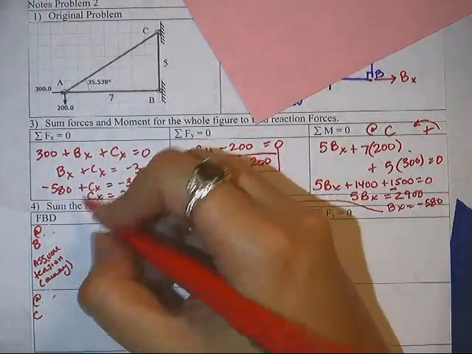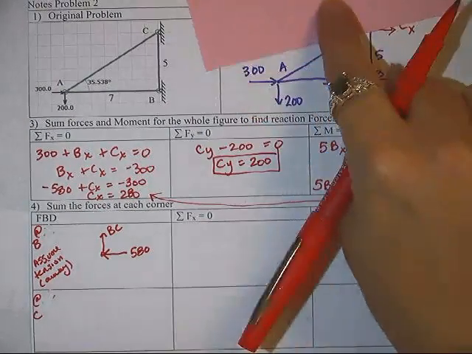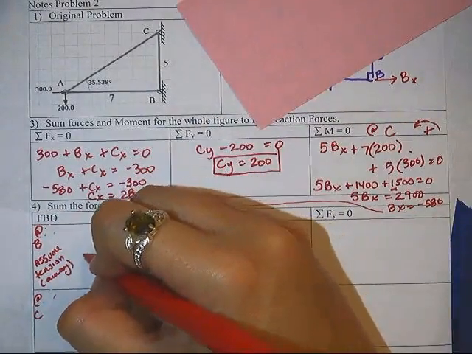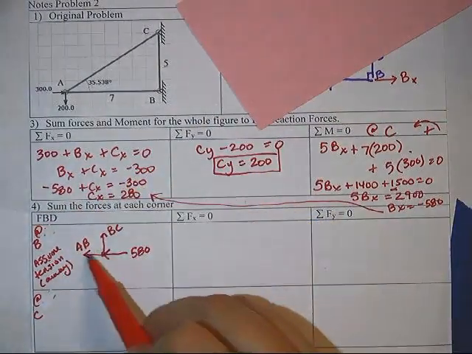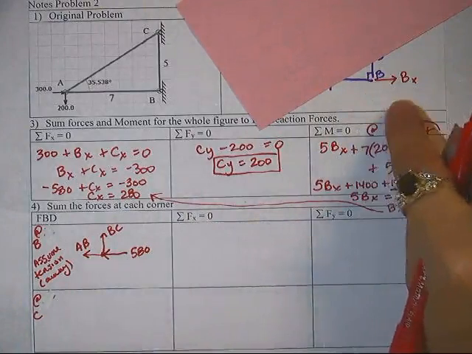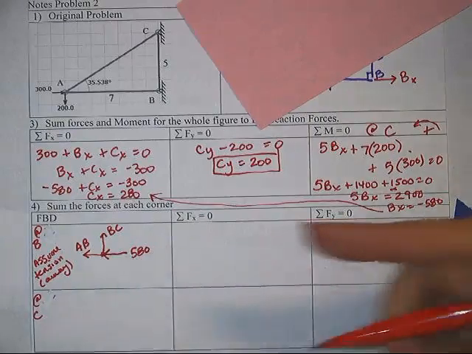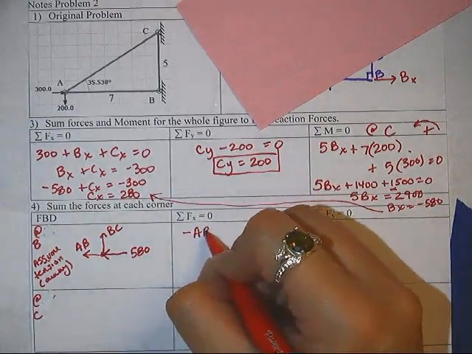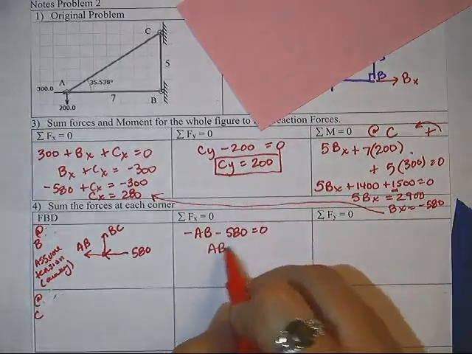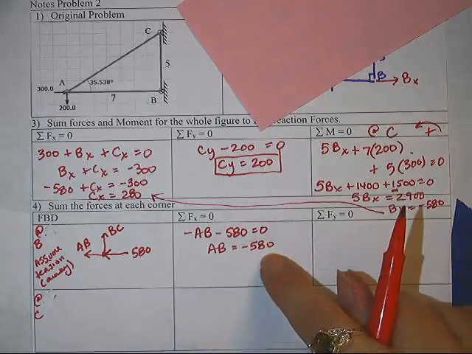So this is BC. And then this point B can also feel this force right here, which happens to be AB. It's going away from the point, so we assume tension. So now that's all that this point at the corner can feel. So I'm going to do my sum of the forces in the x direction. I have AB and 580 both going negative direction, so they're both going to be negative. Solve the algebra problem. AB equals negative 580. I got a negative here, so it means this one's really in compression.